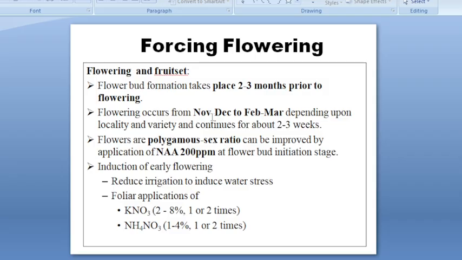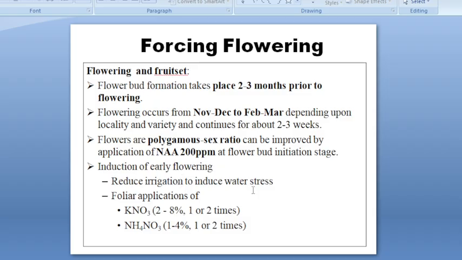Mainly the flowering will start from November to March. Sometimes it may extend or it may change. Because of the presence of polygamous sex ratio, there will be chances of less flower setting or fruit setting. This can be overcome by spraying naphthalene acetic acid at the rate of 200 ppm.